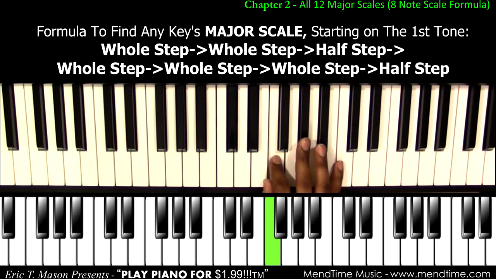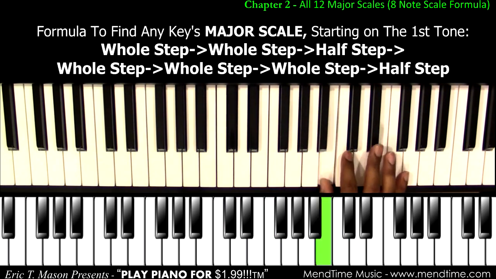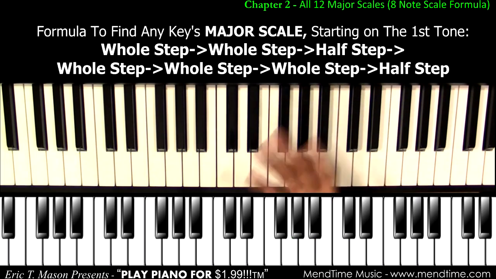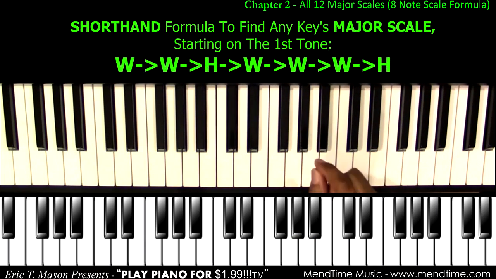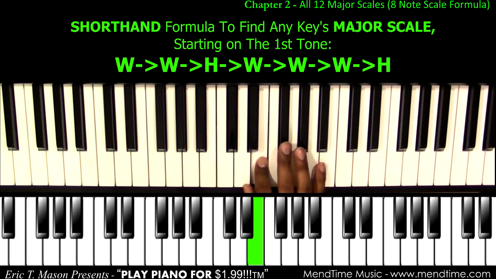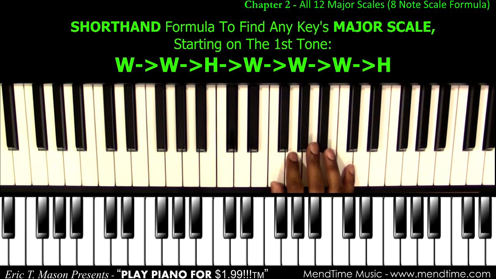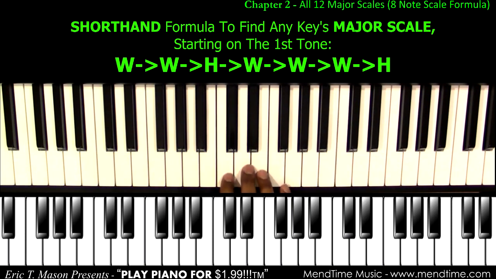So the formula is whole step, whole step, half step, whole step, whole step, whole step, half step. So if you were trying to do that in shorthand to remember it, you will go WWH, WWWH. So 2 W's and then the H, 3 W's and then an H. So 2 W's, 1 H, 3 W's, 1 H.